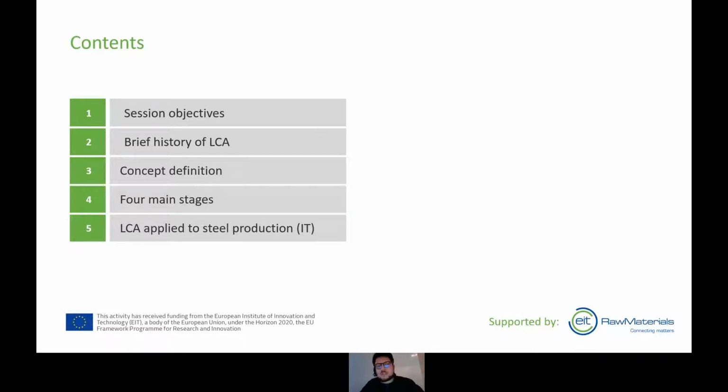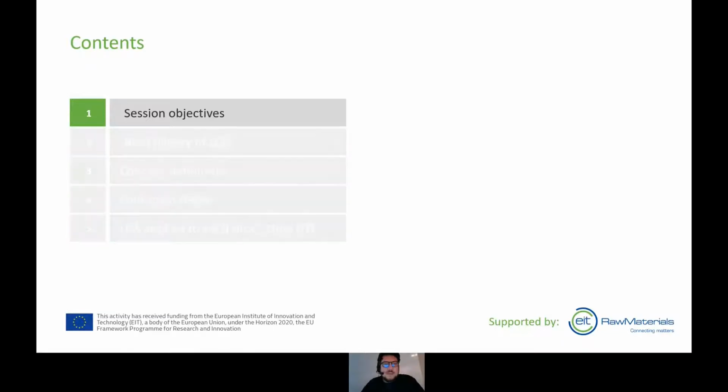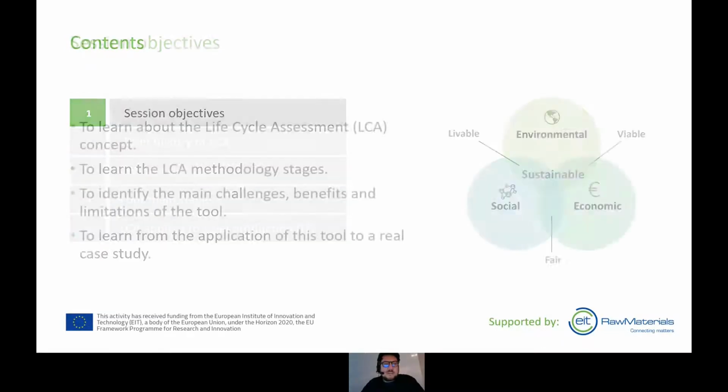I mention some story about this methodology. What is the concept about? What are the 4 main stages or steps that we need to follow to properly apply this methodology? And finally, we see a real case study based on some publication of the steel production in Italy. So starting with the first point, which is the objective.